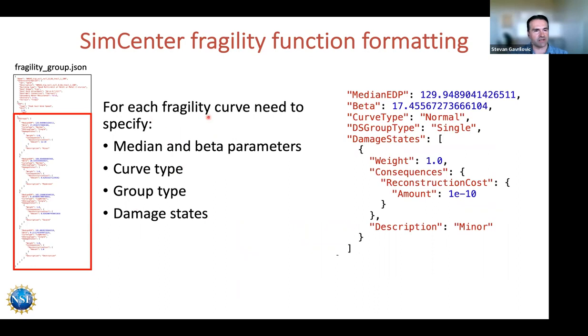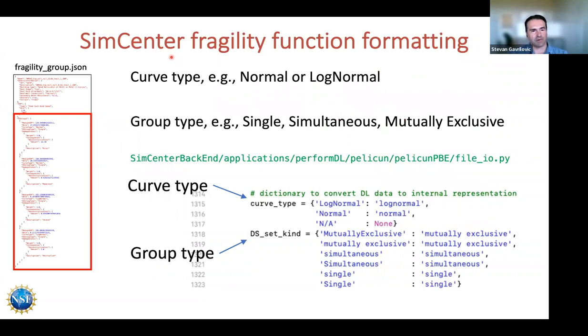So for each fragility curve, we need to specify the median and the beta parameters, the curve type and the group type, which I'll go into more detail next, and also the damage states. So the median and the beta parameters are the two parameters that define the shape of your fragility function. That's pretty straightforward. And then we got the curve type and the group type. So the damage state curve type pretty much describes whether it's a log normal or normal type of fragility curve. And your group type describes the relationship between the fragility curves in a group. So whether they're sequential, single, simultaneous, or mutually exclusive, sorry.